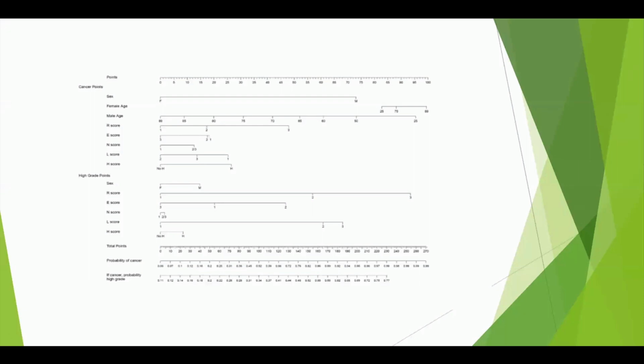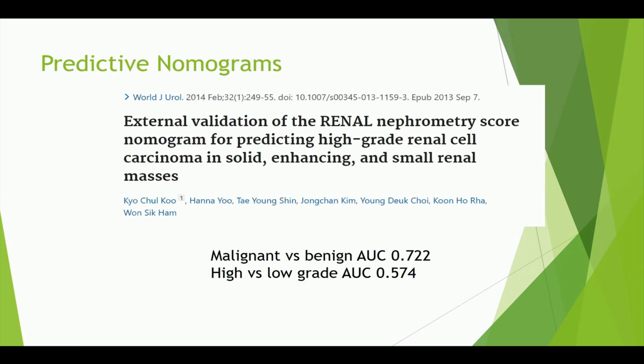The resulting nomogram from data at Fox Chase Cancer Center offers a useful tool for preoperative prediction of tumor histology and grade. However, a lack of external validation was a limitation of the study, as well as selection bias. A Korean study of over 1,000 patients, of which 90% were RCC and almost 40% were high grade, aimed to externally validate the renal nephrometry score nomogram. They found that the predictive value of the malignancy model was similar to the model development cohort. The AUC was 0.722. However, the predictive value of the high-grade model was inferior and close to another coin flip, with an AUC of 0.574.